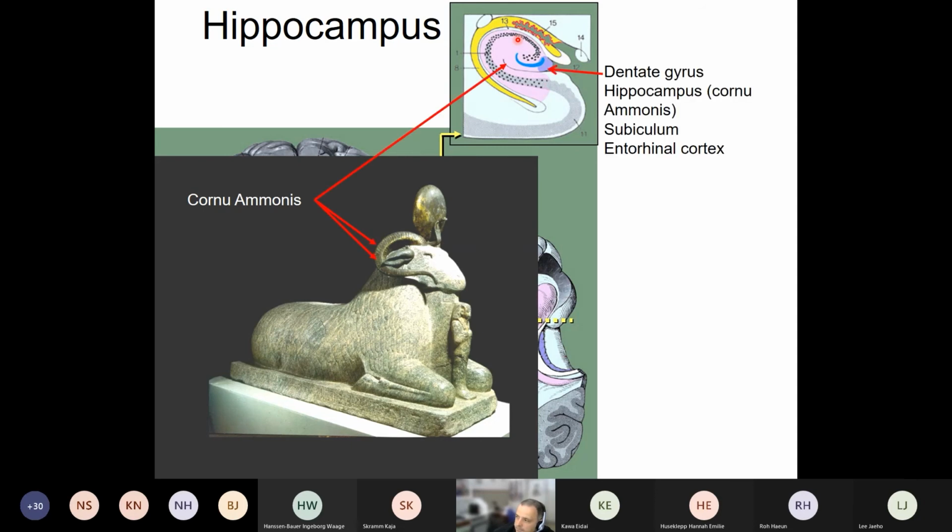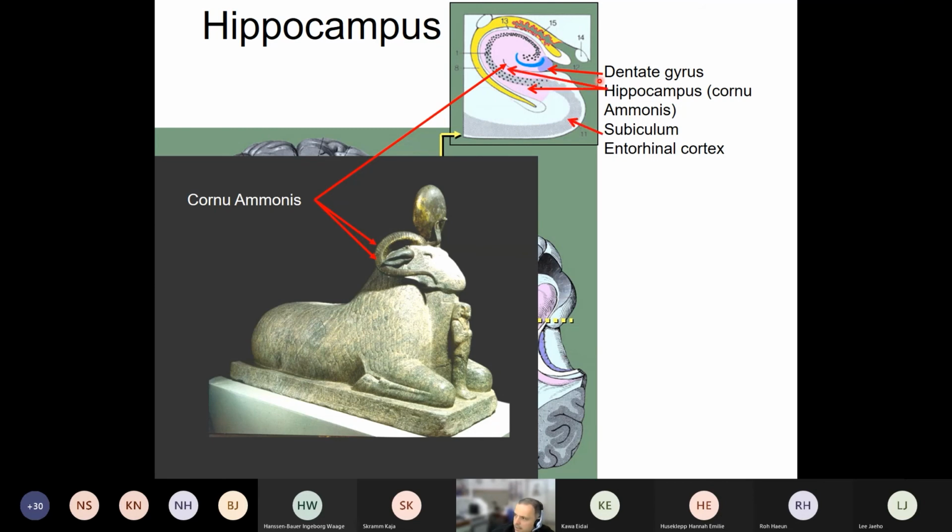If we zoom into the frontal section, again, one can see the dentate gyrus, the hippocampus, the subiculum, and the entorhinal cortex in the parahippocampal gyrus, as I mentioned. So this is altogether, again, the hippocampal formation.